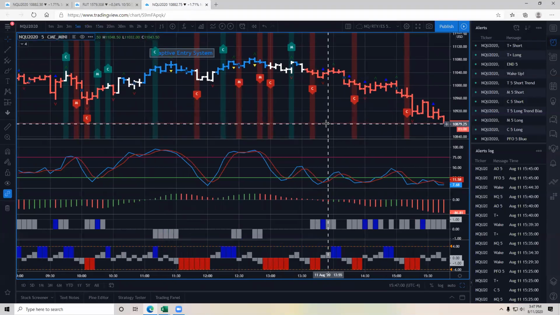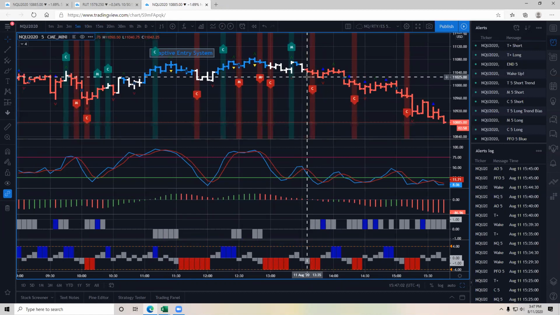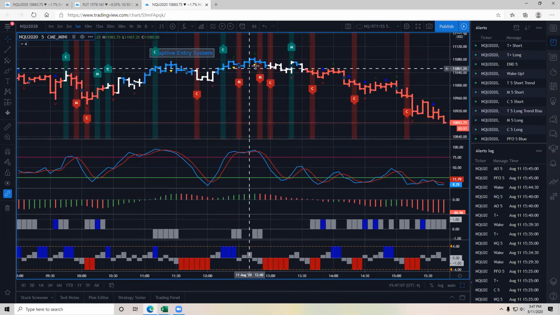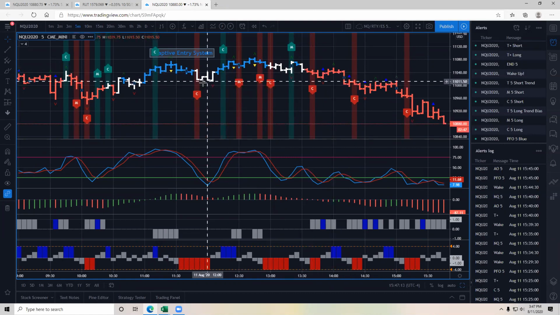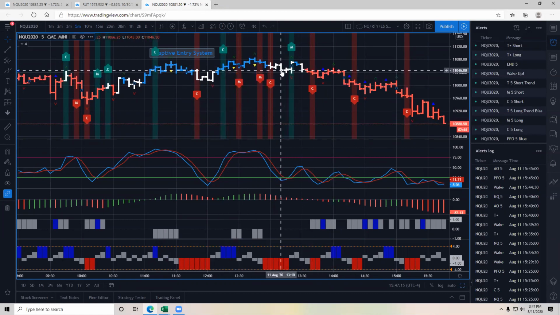There is a trend bias trade, which is basically presented to us each time there is a new color change and the second bar in that color opens. Then if it's red, we go short. If it's blue, we go long. If it's white, we do nothing.